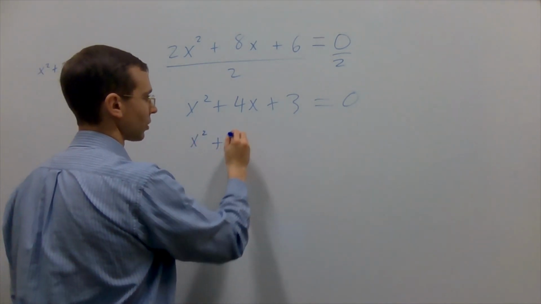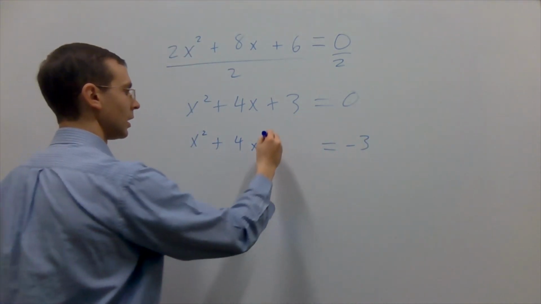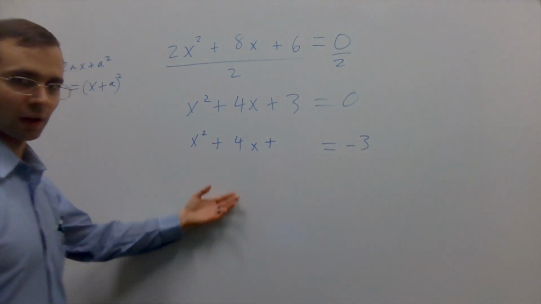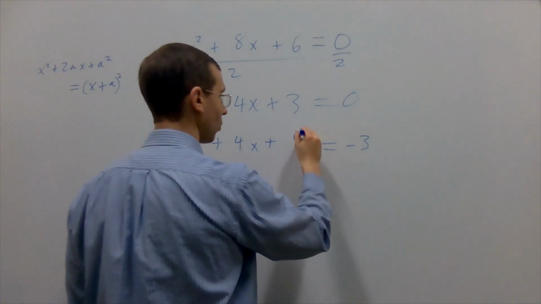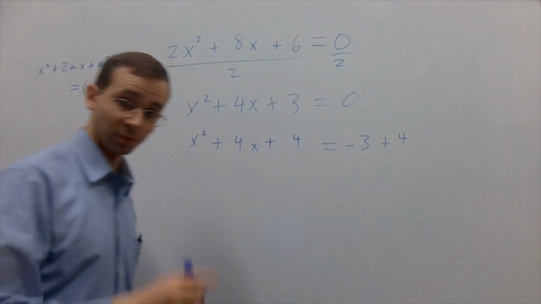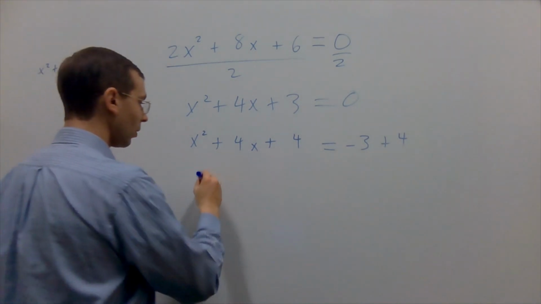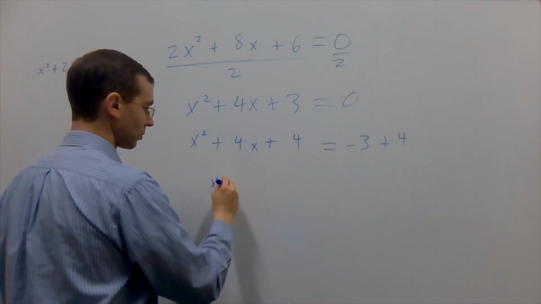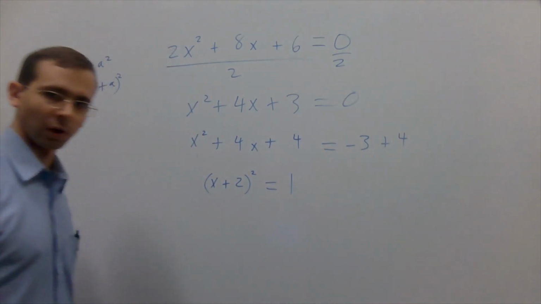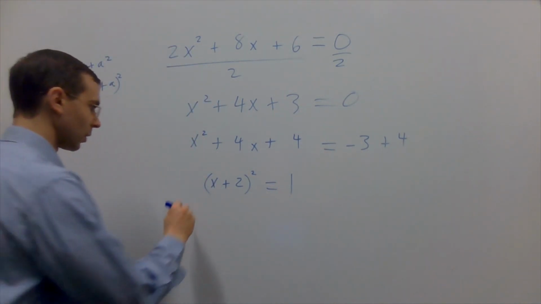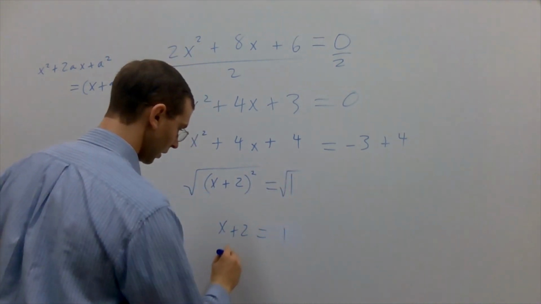So I'm going to start by rearranging them a little bit. Subtract that 3 from both sides and get it over there. And here I'm going to add my a squared. So if 2a is 4, a must be 2. 2 squared is 4. I'm going to add 4 to both sides of the equation. Must be on both sides or we've lost our equation. And now I can rewrite this as x plus our a value, quantity squared, and that equals 1. All right. Taking the square root of both sides, I get x plus 2 equals 1.